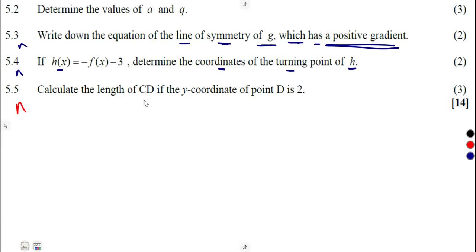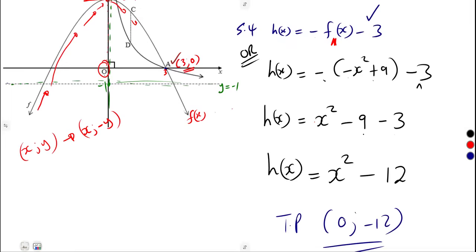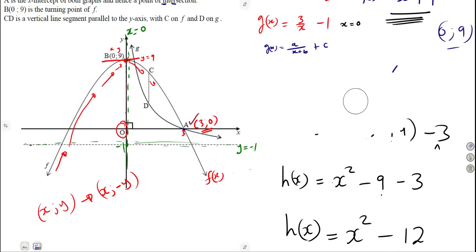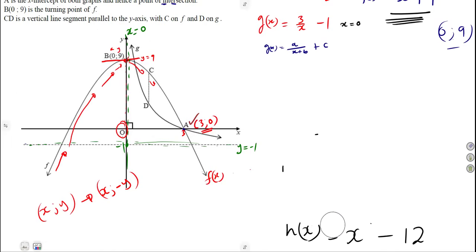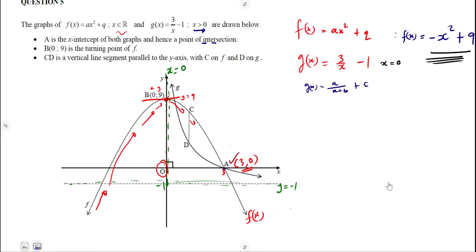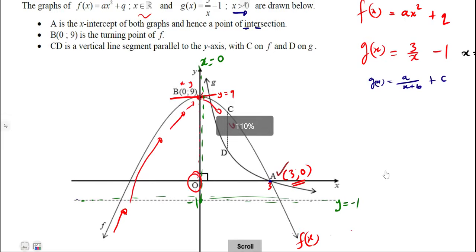Then 5.5, calculate the length of CD if the y coordinate of point D is 2. The y value at point D is 2. All right, what an interesting question. Let's see what we are given there. The y coordinate at D. This is where we have got our D here.